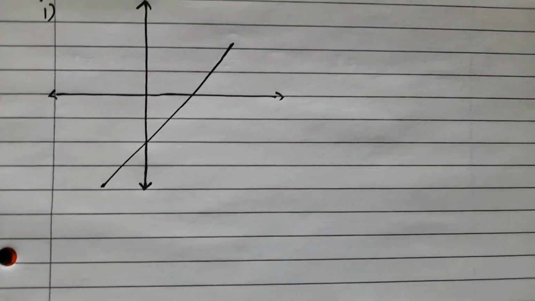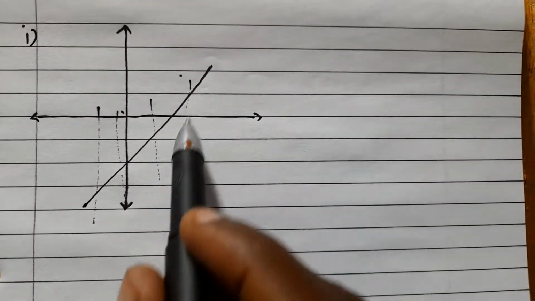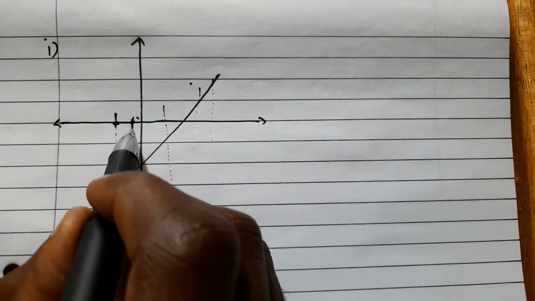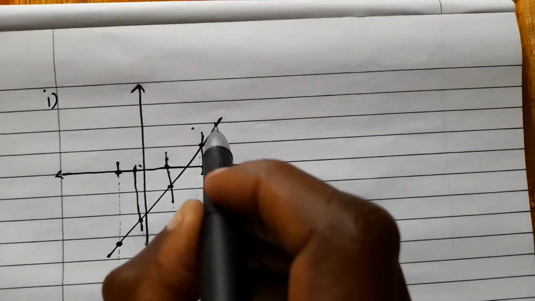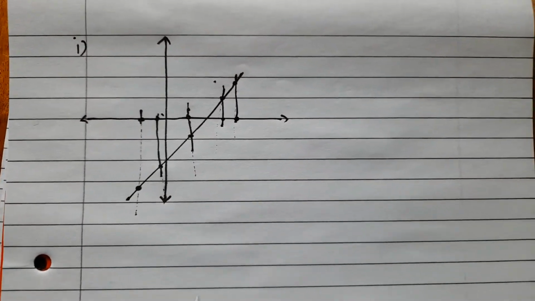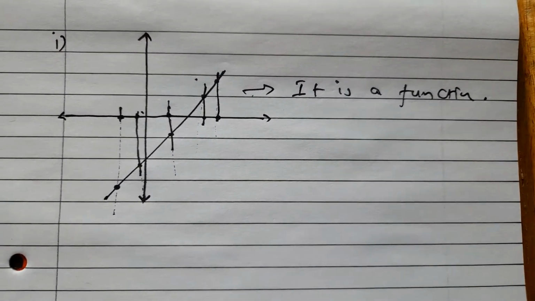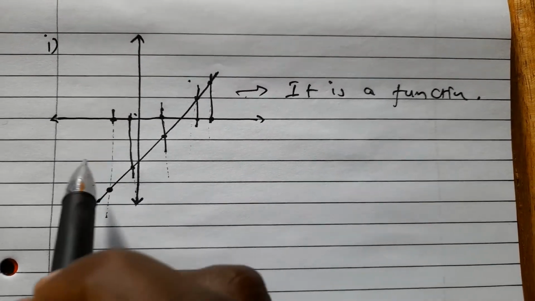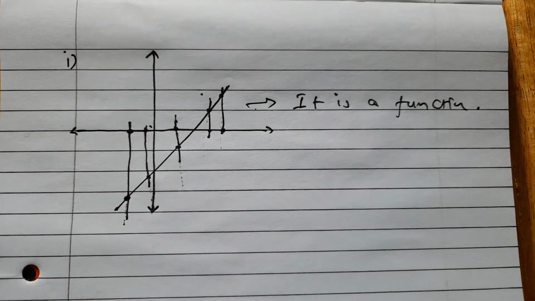Why? Because if we do a vertical line test, you realize if I draw vertical lines across this graph like that, that is the vertical line test. Every input, that is every x value, is giving me exactly one output. So because of that, this shows that it is representing a function. So yes, it is a function. Why? Because if we carry out the vertical line test, every input gives us exactly one output. So it is a function.